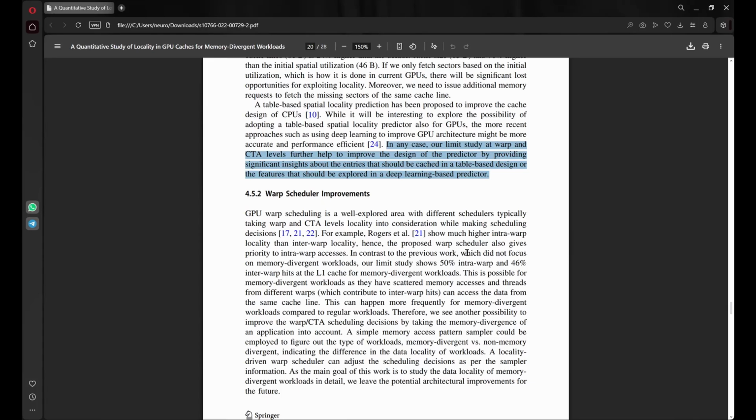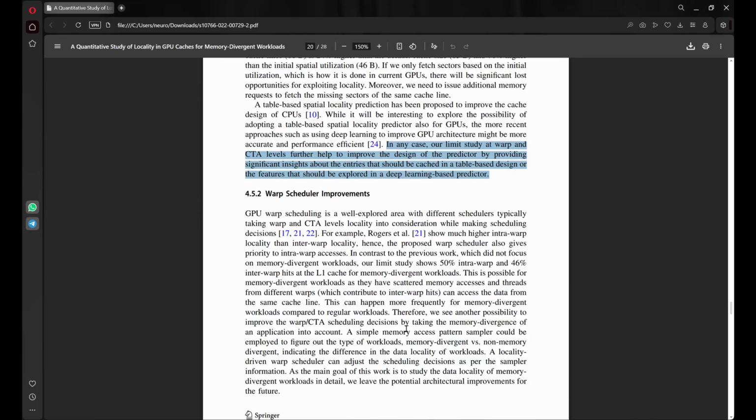But in contrast to the previous work, they saw that intra and inter-warp hits were very similar, at least for memory-divergent workloads. This is possible for memory-divergent workloads, as scattered memory accesses from threads of different warps can access data from the same cache line. This can happen more frequently for memory divergent workloads compared to regular workloads. Therefore, we see another possibility to improve the warp or CTA scheduling decisions by taking the memory divergence of an application into account.